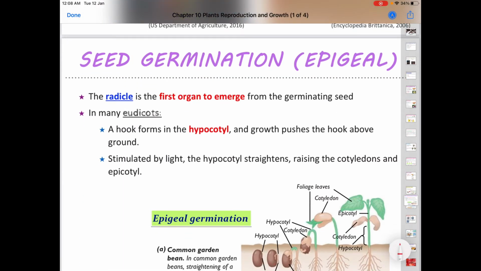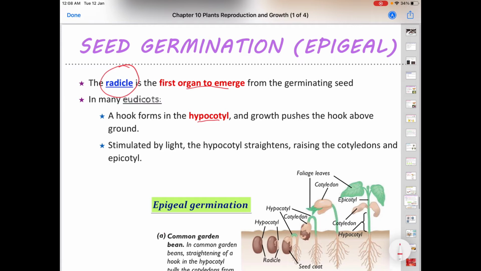Seed germination of epigeal type. The radicle is the first organ to emerge from the germinating seed. So remember the radicle part. In many eudicots, a hook forms in the hypocotyl and growth pushes the hook above the ground.